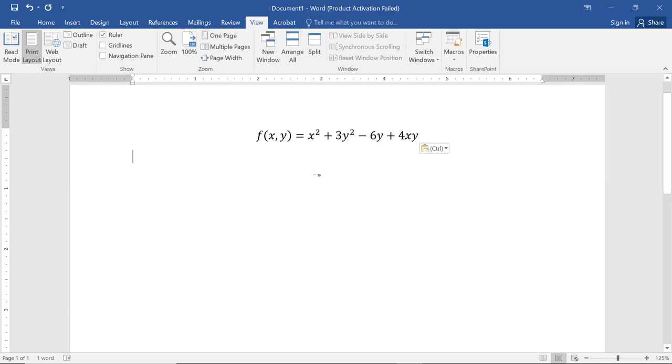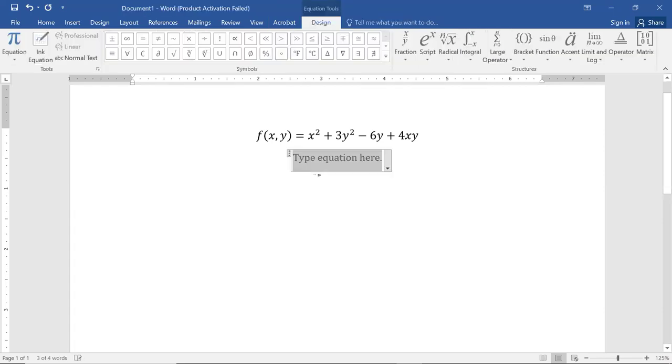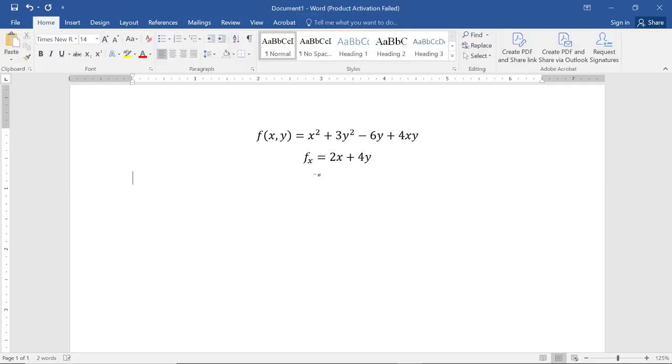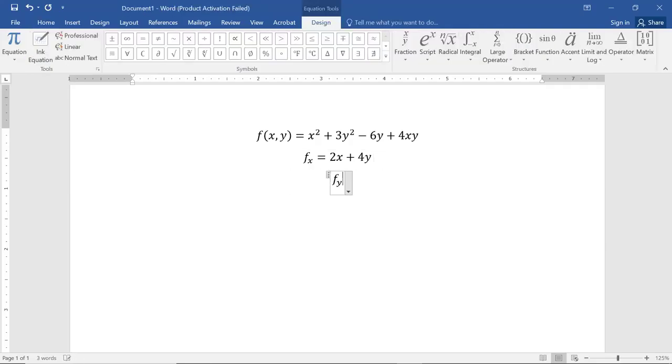All right. So what I like to do is first find the critical points. So take the first partial derivatives. F sub x is going to be 2x plus 4y. F sub y is going to be 6y minus 6 plus 4x.